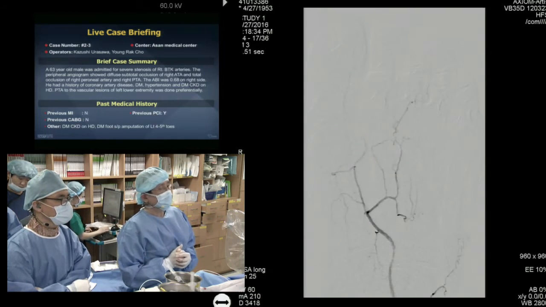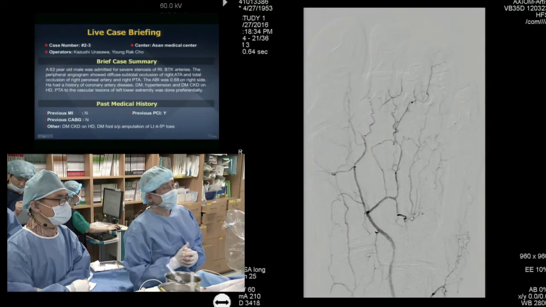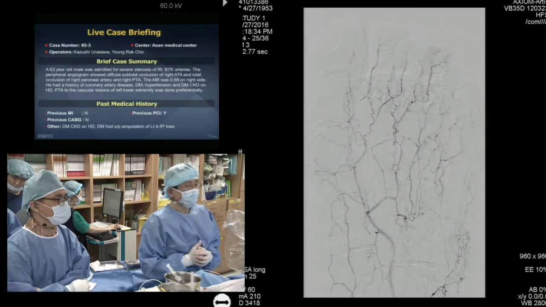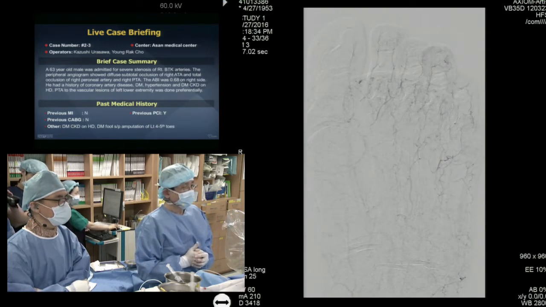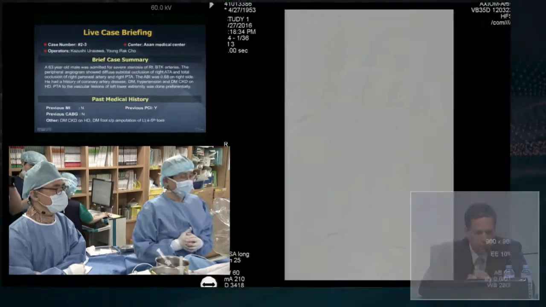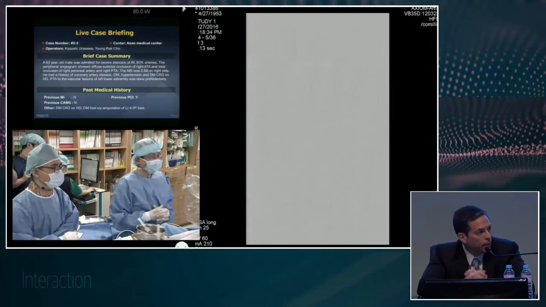Yeah, there's just 2 places of dissection. There's one proximal, one in the mid-segment. Yes. So would you just tack those up a little bit more with balloon? But sure. If you have maintained flow, I think that's a reasonable stopping point.